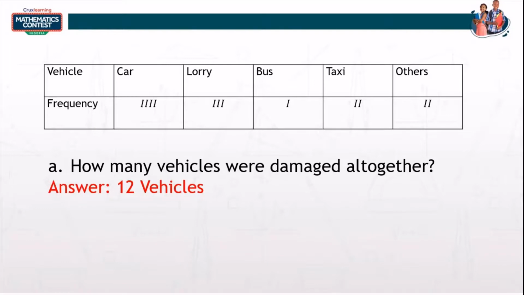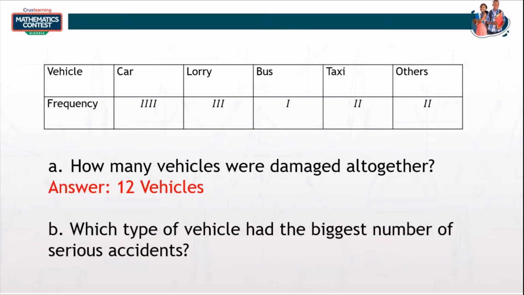All right, we proceed. Which type of vehicle had the biggest number of serious accidents? So we check which one has the highest number of strokes of tallies. Okay, it is the car. So the car had the biggest number of serious accidents in the month. All right, so let's move forward.